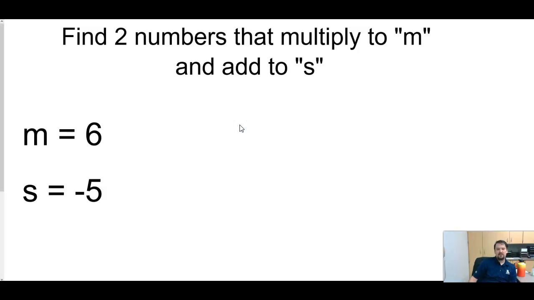Okay, so what are my factors of 6 that add up to negative 5? Now notice in this case, I have a negative, so let's see what we can do. Let's see, I have factors of 1 and 6. I also know I have a factor of negative 1 and negative 6, because when you multiply two negatives, we get a positive. So we also have 2 and 3. And we also have negative 2 times negative 3. So here are some factors. Now let's see which one of these add up to negative 5.